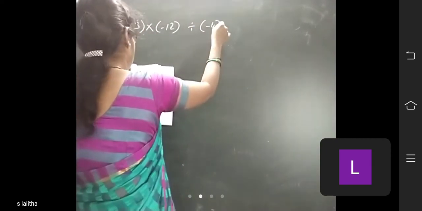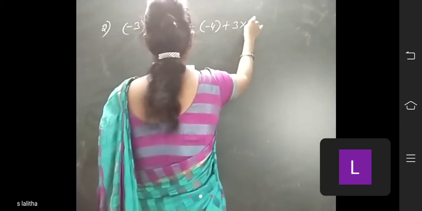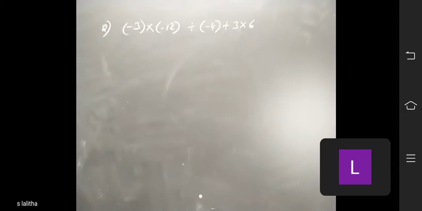Next example. Minus 3 into minus 12 divided by minus 4 plus 3 into 6. So this is the question given here.